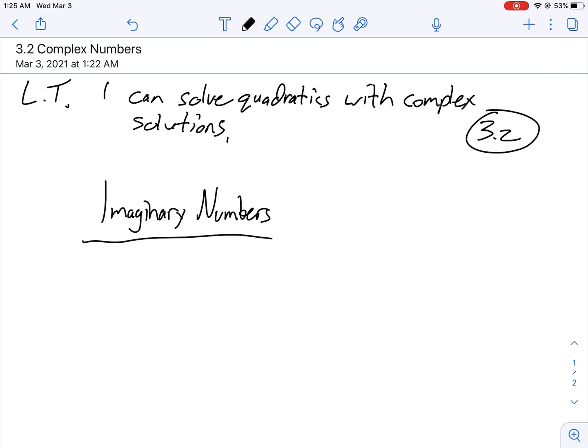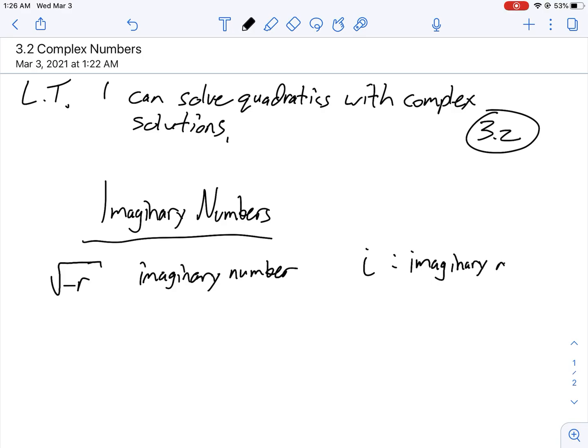Now, how this works, if I have the square root of some negative number, they're using the variable r in the book. This is an imaginary number. And we need a way to represent this using some sort of variable. And the way we do that is with the letter i. That is our variable for an imaginary number.